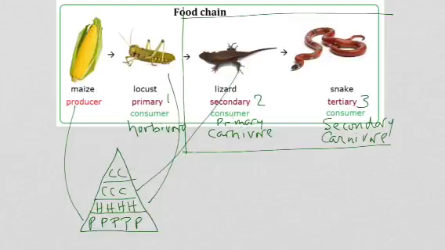Now, we know that the higher up you get in a food chain, the further along you get, the fewer organisms are going to be able to inhabit a certain area and feed on a certain thing. Because if you had as many snakes as you have lizards, you would run out of lizards. Same goes for the amount of lizards versus the amount of locusts. Okay, as we move up the food chain, there are fewer and fewer of these organisms.